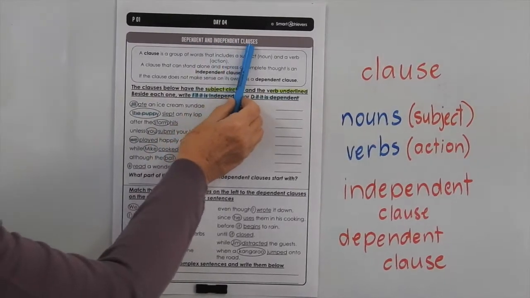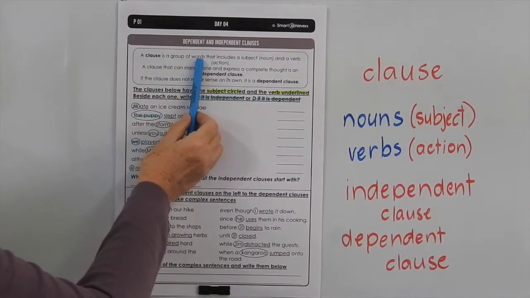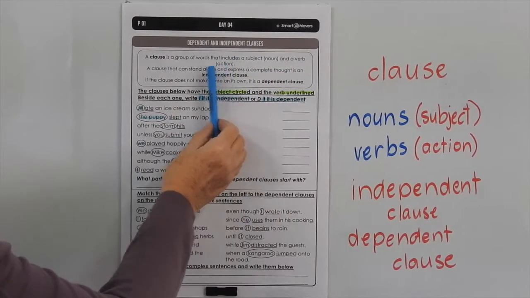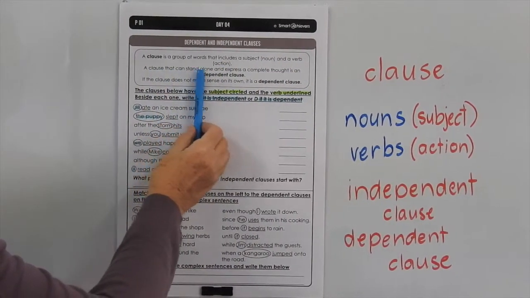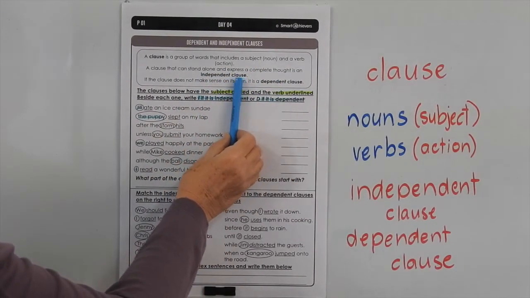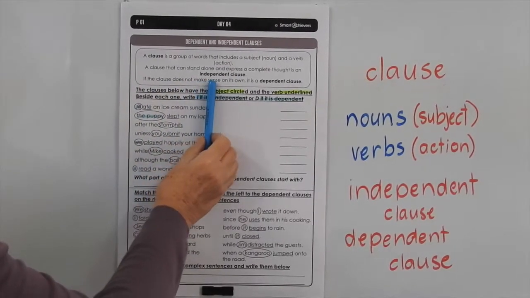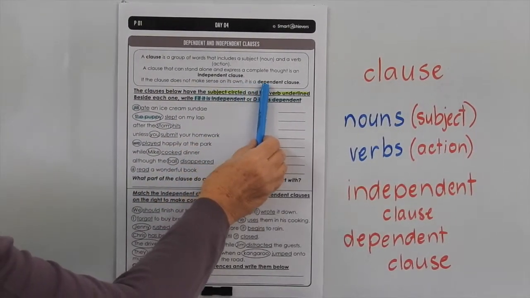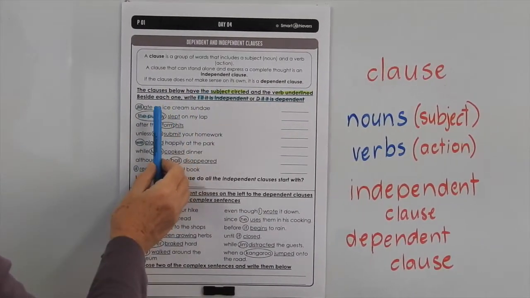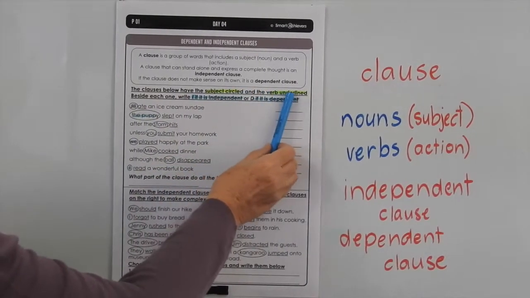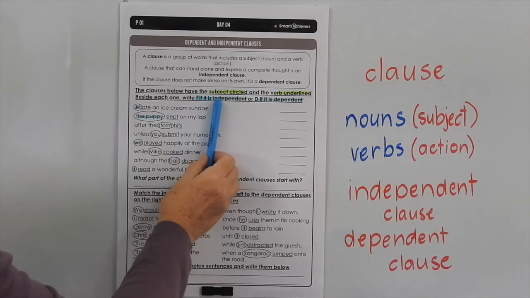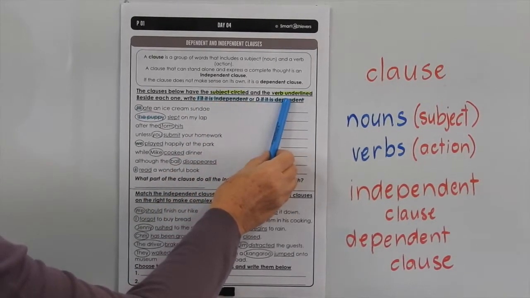Dependent and independent clauses. A clause is a group of words that includes a subject, noun, and a verb for the action. A clause that can stand alone and express a complete thought is an independent clause. If the clause does not make sense on its own, it is a dependent clause. So the clauses below have the subject circled and the verb underlined. Beside each one, write I if it's independent or D if it's dependent.